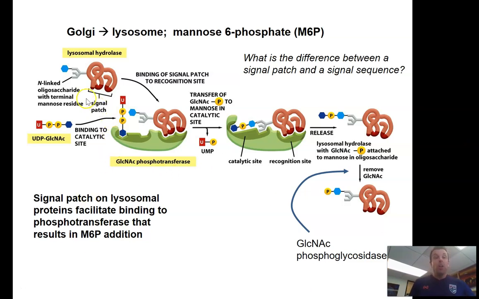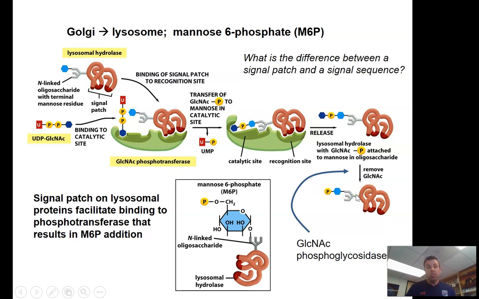All right, so after these two enzymes do their job, and you don't need to remember the names of these enzymes, I wouldn't know them if I didn't have them written down here myself, you just need to know what they do. They are creating this mannose 6-phosphate at the end of the oligosaccharide that's on our lysosomal enzyme. And here's just an image of that mannose sugar. Carbon 1, 2, 3, 4, 5, 6, mannose 6-phosphate.